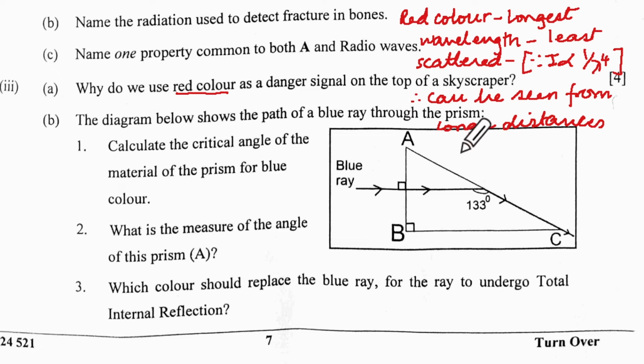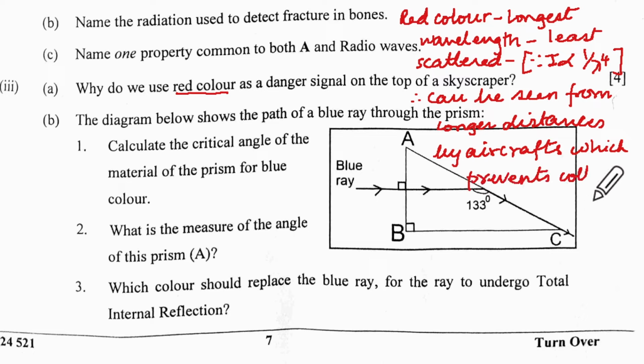Now, on top of the skyscraper means for the aircrafts, so it can be seen from longer distances by aircrafts, which prevents collision against it.